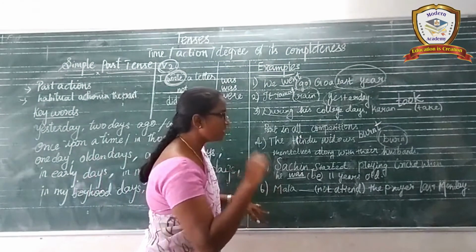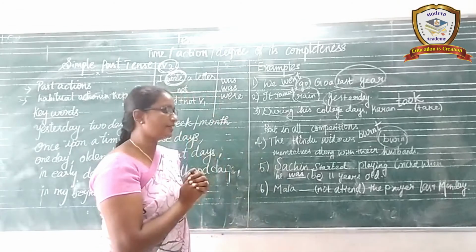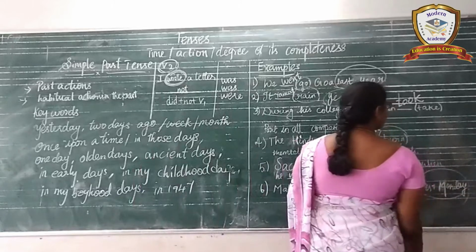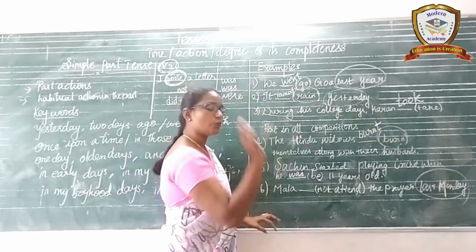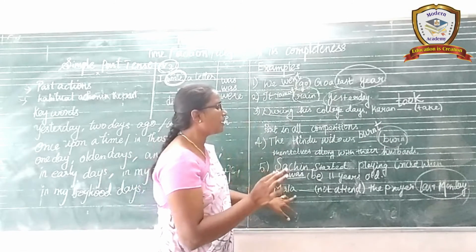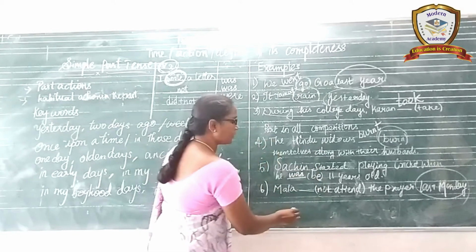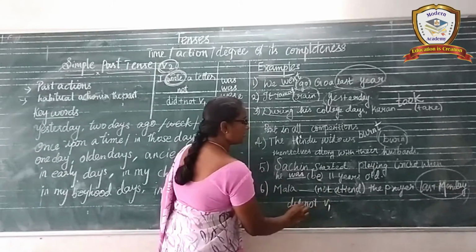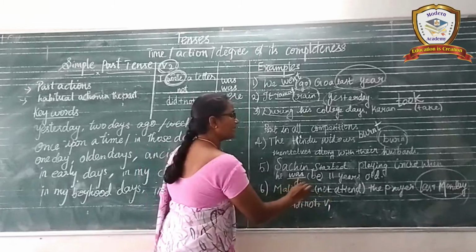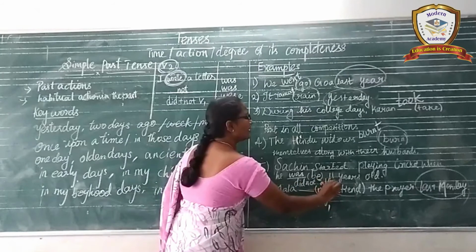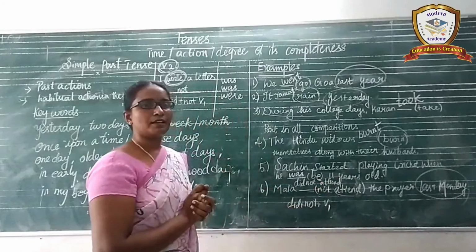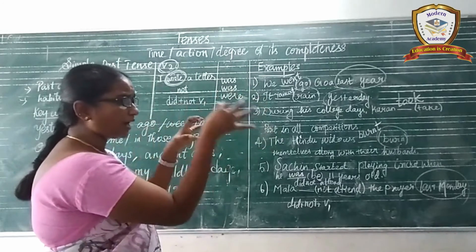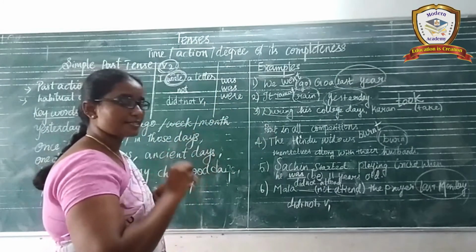The next sentence: Mala dash not attend the prayer last Monday. Now we are going to frame the negative answer in this sentence. Last Monday is a clue for past tense. Last Monday indicates the action which was completed in the past. So we have to appropriate the tense: simple past tense. Not attend. How to write the simple past tense in the negative way? Did plus not plus B1. So the answer is: Mala did not attend the prayer last Monday. Do you all understand what is meant by simple past tense?